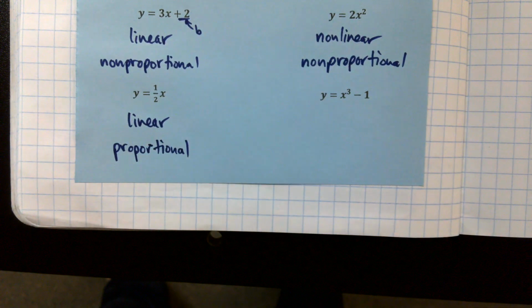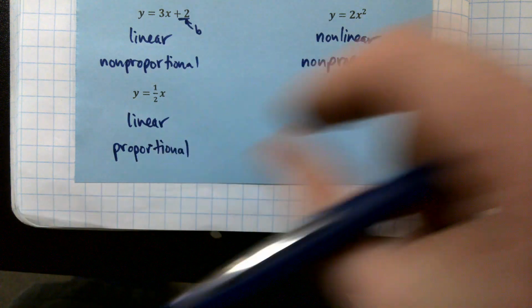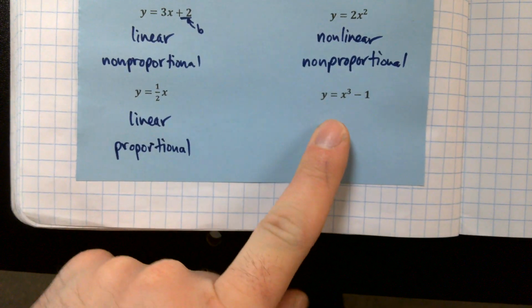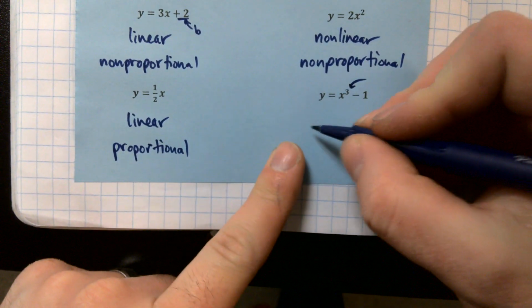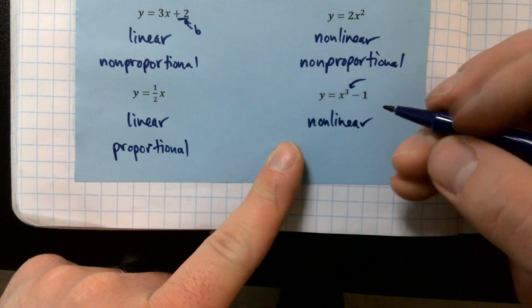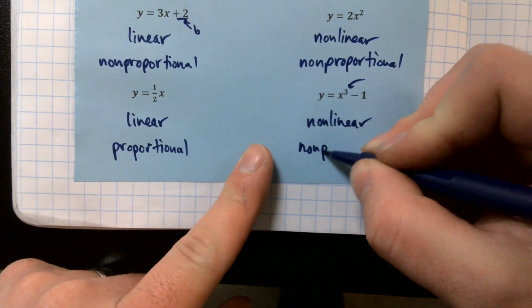Perfect. Last but not least, the third one. You see an exponent there? Do you guys see an exponent on that last one? I do. So it's nonlinear and non-proportional. That's right.